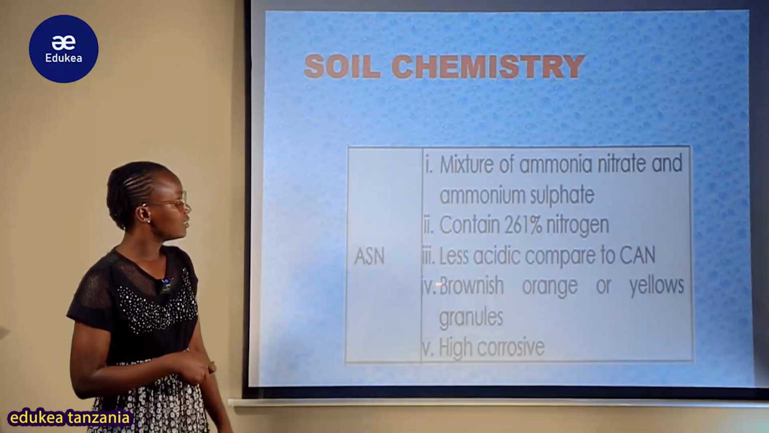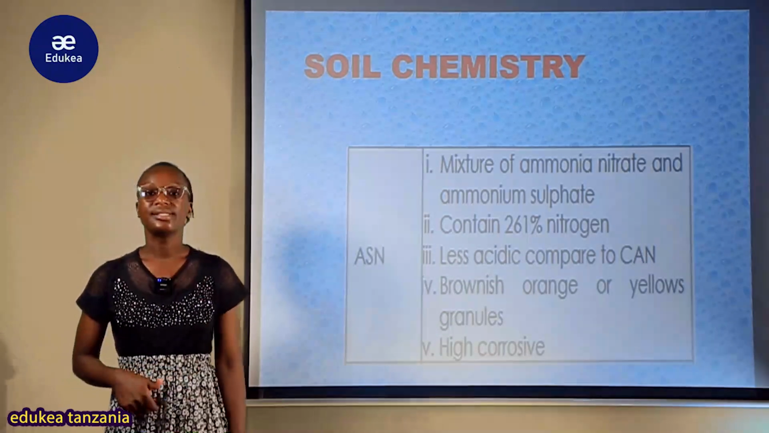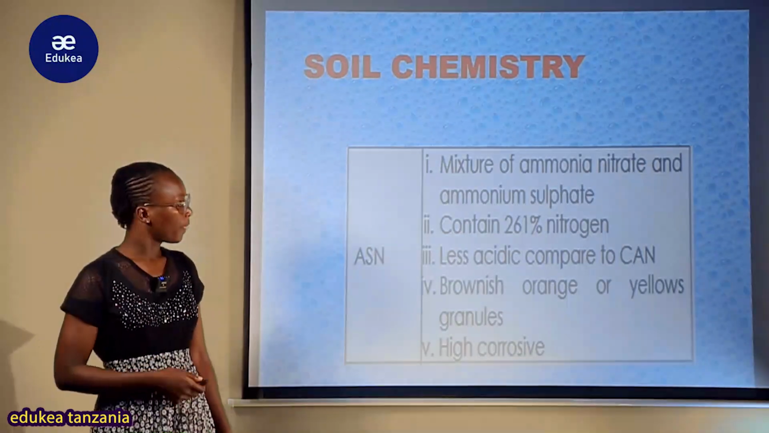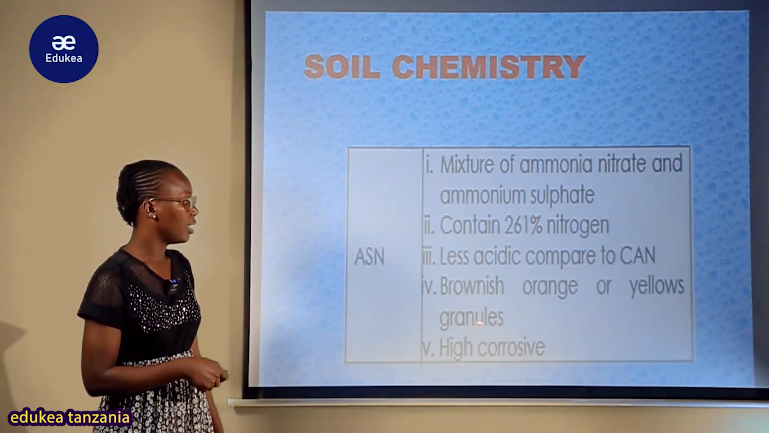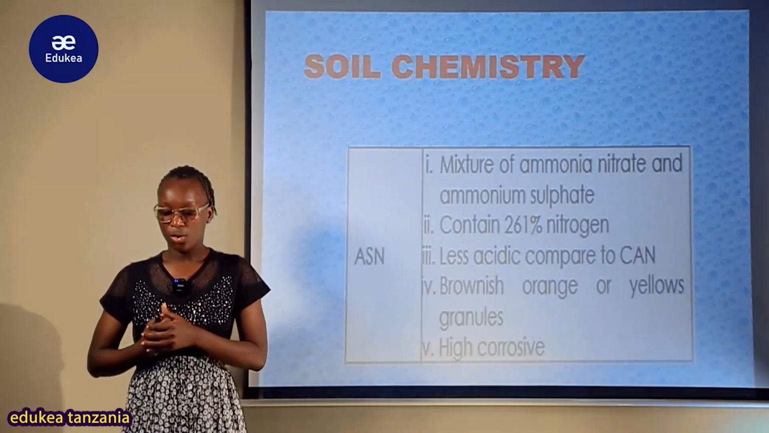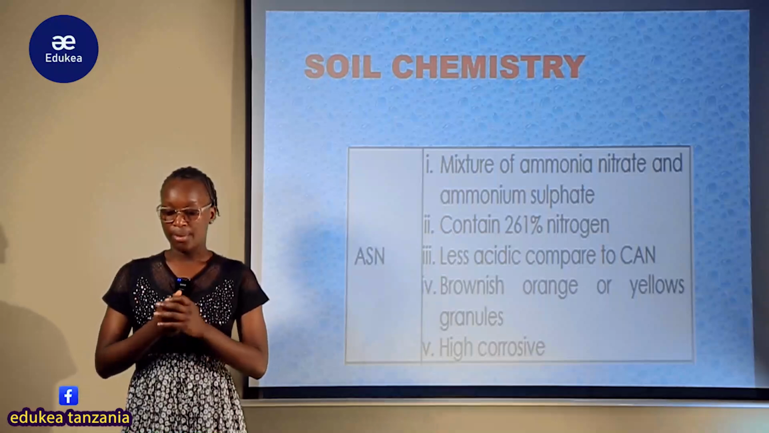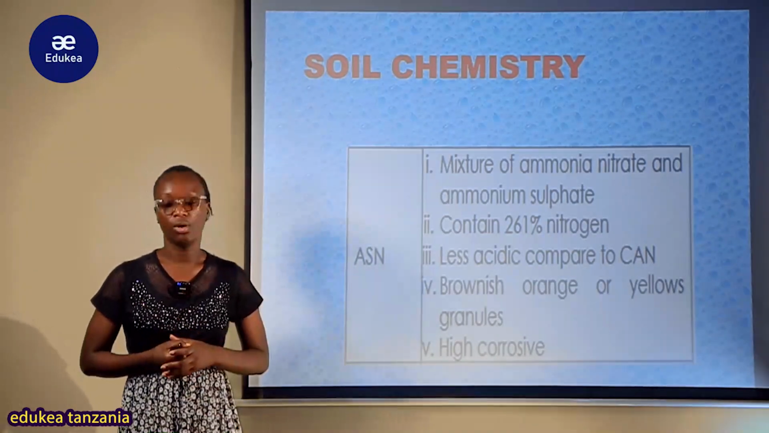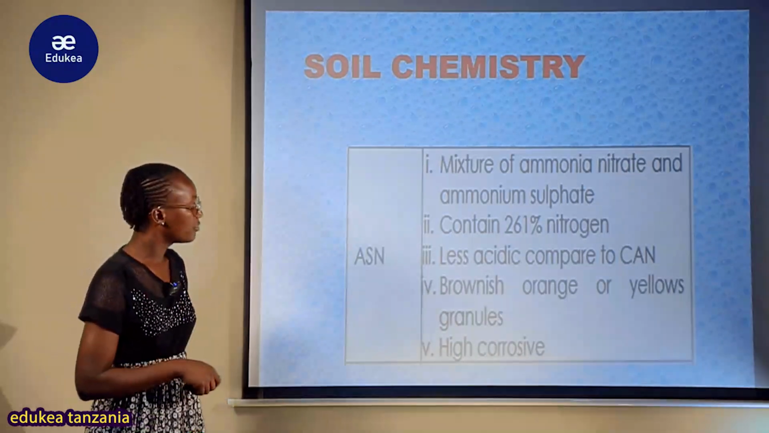So another, it is less acidic compared to calcium nitrate, kwamba hii ni less acidic, na kiwango kidogo cha acid. But also it is brownish orange or yellow granules, kwamba zenyewe zinakuwa katika rangi ya brown or yellow. So ile kule tuliona ni greenish granules. So this is kind of brownish orange or yellow granules, but they have high corrosive.